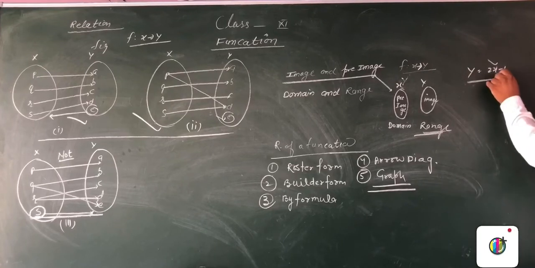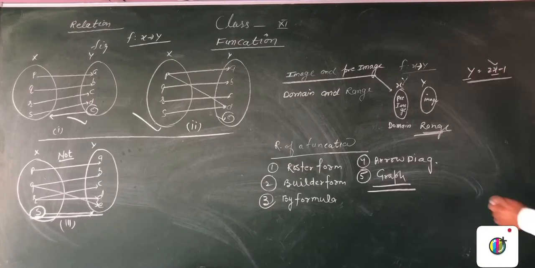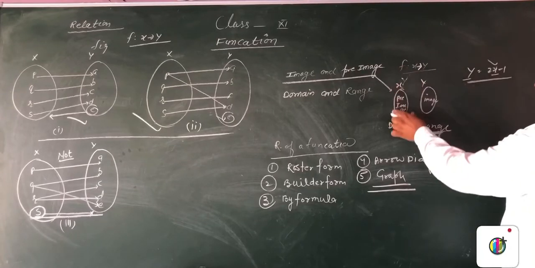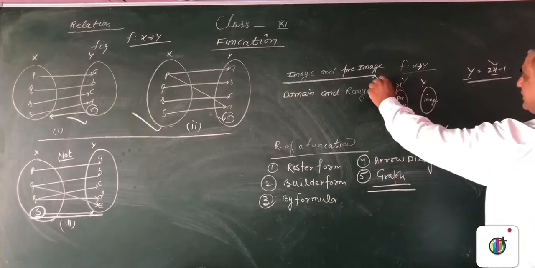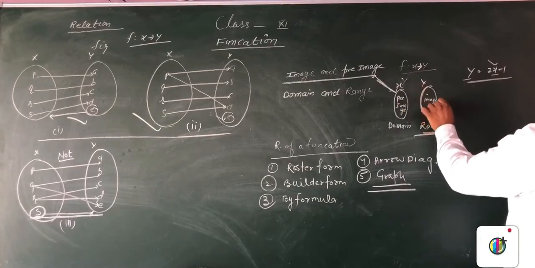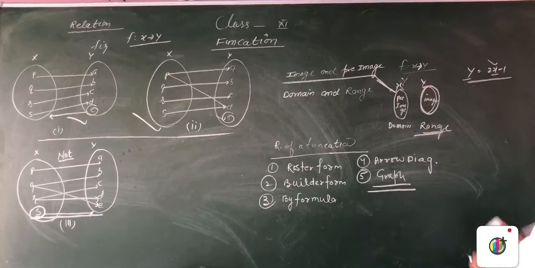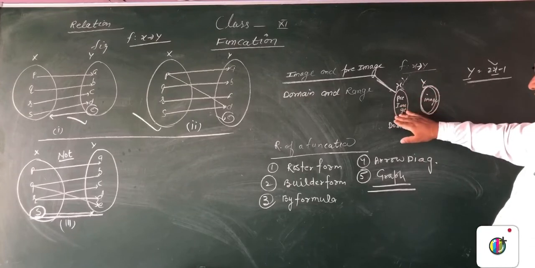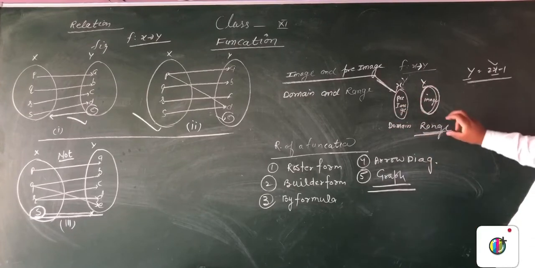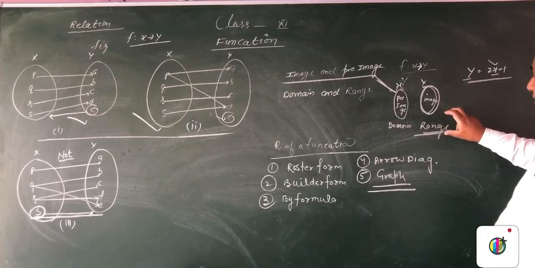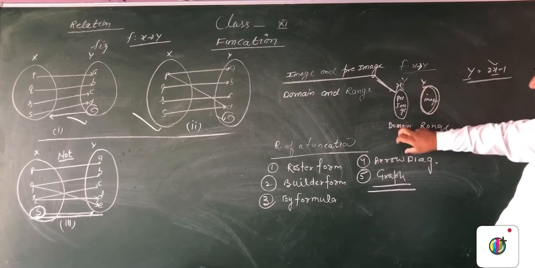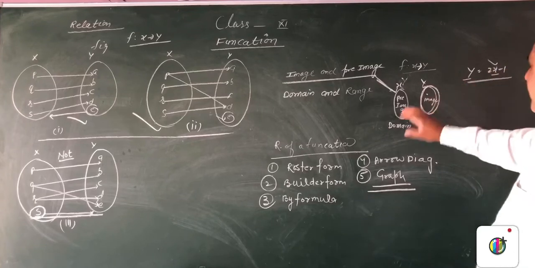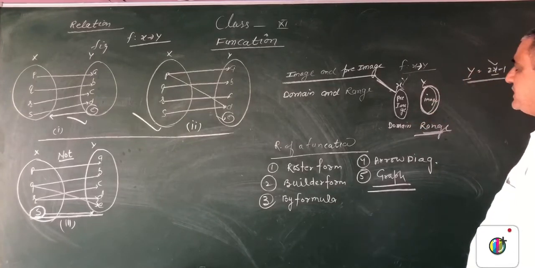Then this x and y, by the diagram, x is called the pre-image and y is called the image. Image, pre-image, इससे previous पहले है तो pre-image. And second, we say that y is the range and x is called the domain of the function.